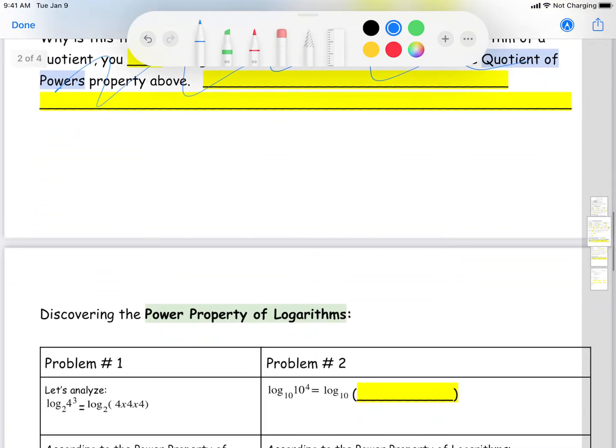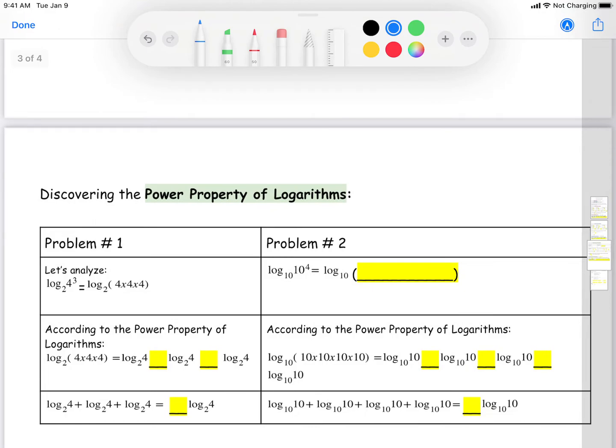And then our last property is the power property, okay? So, if we look at, for example, log base 2 of 4 cubed, this is the same thing as log base 2 of 4 times 4 times 4, which, according to the product property, is log base 2 of 4 plus log base 2 of 4 plus log base 2 of 4, okay?